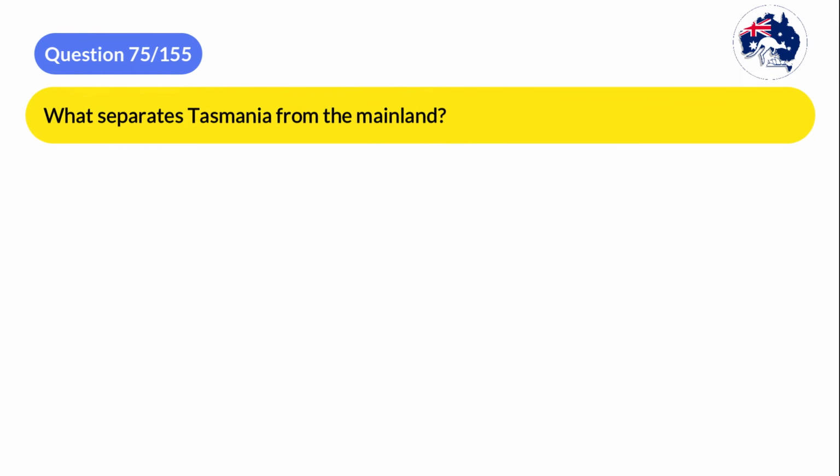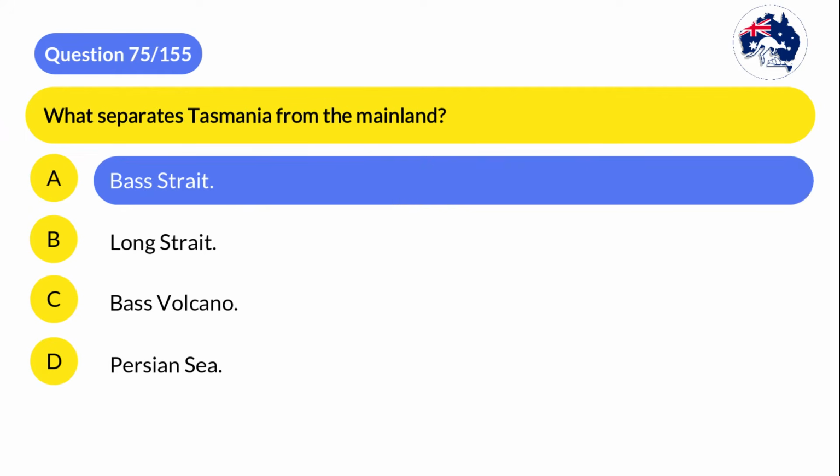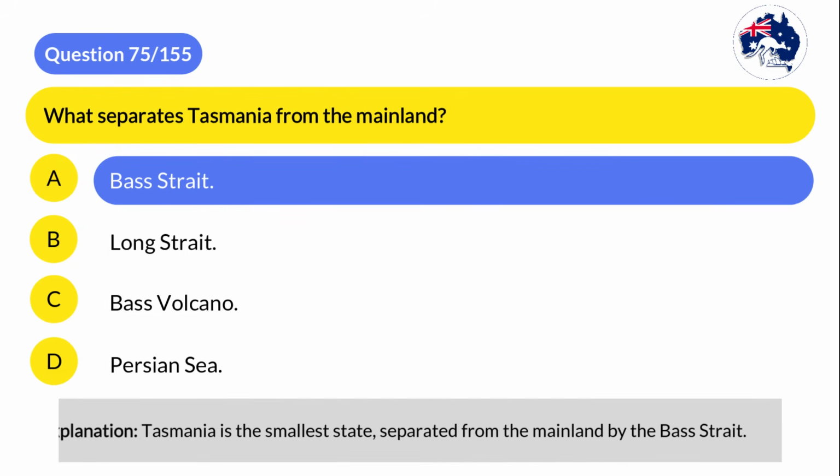Question 75. What separates Tasmania from the mainland? A. Bass Strait. B. Long Strait. C. Bass Volcano. D. Persian Sea. The correct answer is A. Bass Strait. Explanation: Tasmania is the smallest state, separated from the mainland by the Bass Strait.